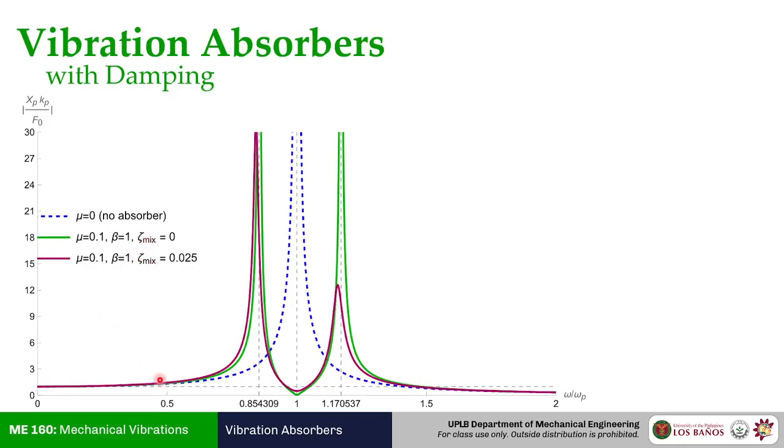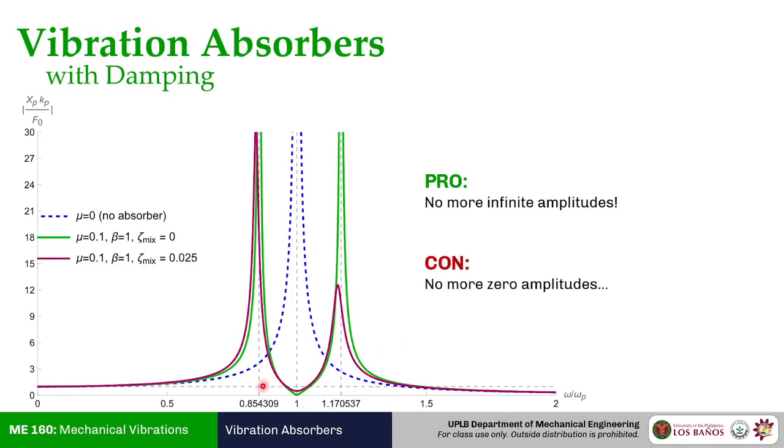So what do you notice? The first is your peaks are no longer infinite. And that is super great. Since you have no infinite amplitudes, there is a potential wherein you can make all of your range here to be safe. But we'll talk about that later. So our pro is that we no longer have infinite amplitudes. Our con though, if you look at the valley, is that our magenta curve is not touching zero anymore. So we don't have infinite peaks, but we also have no zero amplitudes. We just have a minima in the middle. So that is our trade-off.